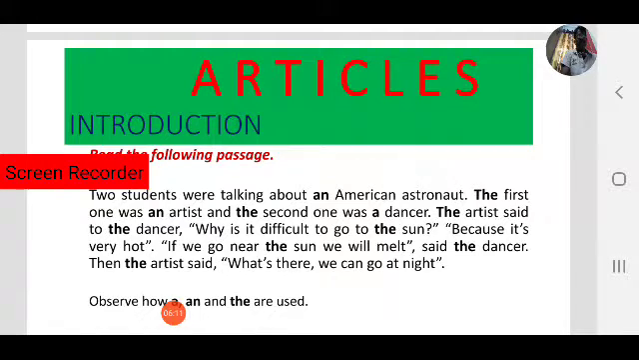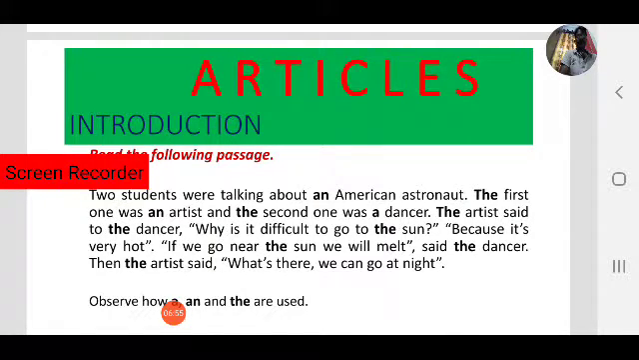"What's there? We can go at night." Do you get the meaning? A small paragraph. Read once again and observe the articles. Two students were talking about an American astronaut. The first one was an artist and the second one was a dancer. The artist said to the dancer, "Why is it difficult to go to the sun?" "Because it is very hot. If you go near the sun, we will melt," said the dancer. Then the artist said, "What is there? We can go at night." So observe the articles.